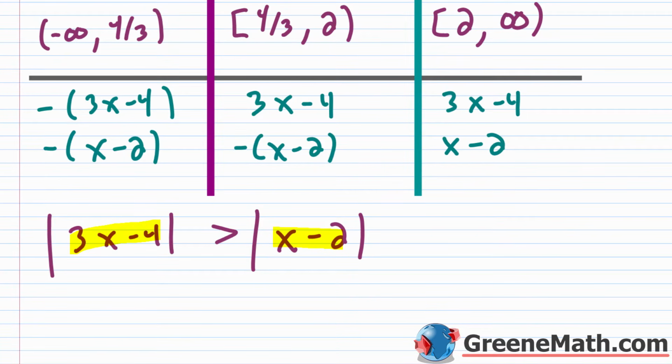And once we've done all this work, we just go through and set up our inequality in each interval, see if it fits in the interval. If it does, we can accept it. If it doesn't, we can reject it. And then at the end, we're going to think about everything together and try to merge.